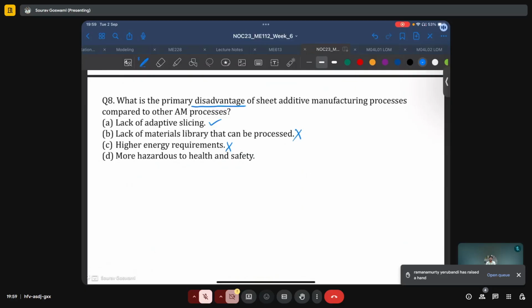And so, compared to other additive manufacturing processes, the sheet AM processes, in fact, are less hazardous to health and human safety. Thus, what we can say is that among the options given to us, the lack of adaptive slicing is the only primary disadvantage of the sheet additive manufacturing process compared to other AM processes.